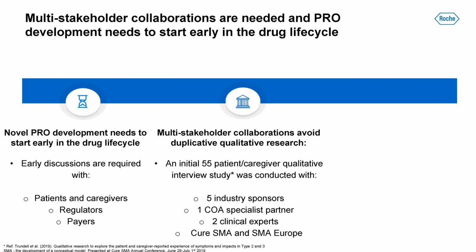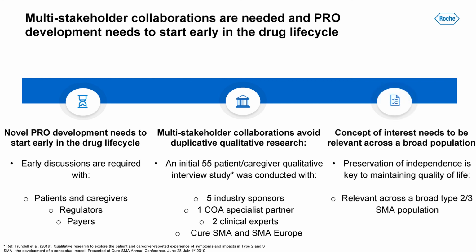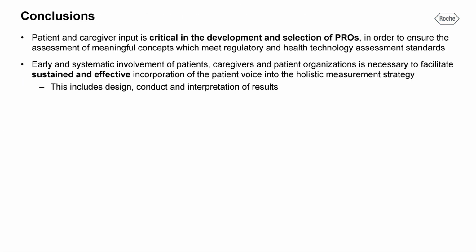So we have the opportunity to avoid duplicative qualitative research. And finally, the concept of interest needs to be relevant across a broad population. This is particularly challenging in rare diseases where you have heterogeneous symptoms and impacts. But what we found from our research was that maintaining independence was key. And therefore, we were able to develop an outcome that could capture change in our weakest patients, but also our strongest patients as well.